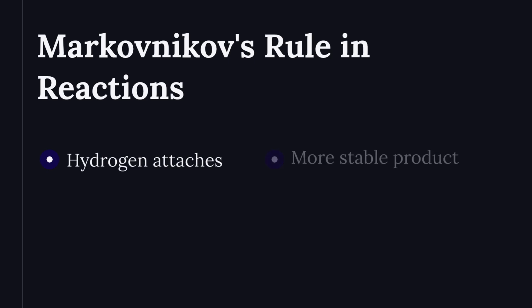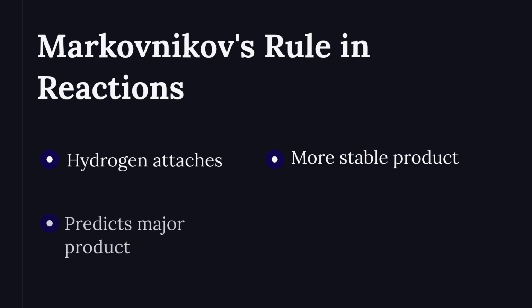When unsymmetrical alkenes react with unsymmetrical reagents, two products are possible. Markovnikov's rule states that hydrogen attaches to the carbon with more hydrogens. This predicts the formation of the more stable carbocation. The rule helps determine the major product. It is crucial in predicting reaction outcomes.